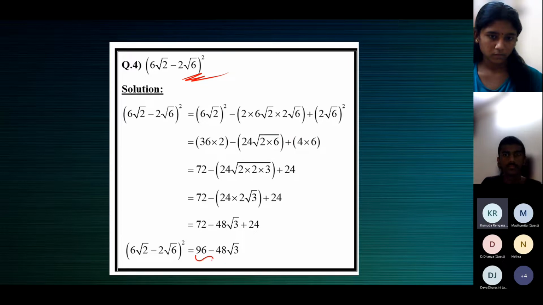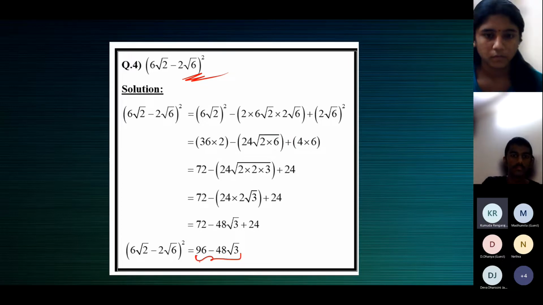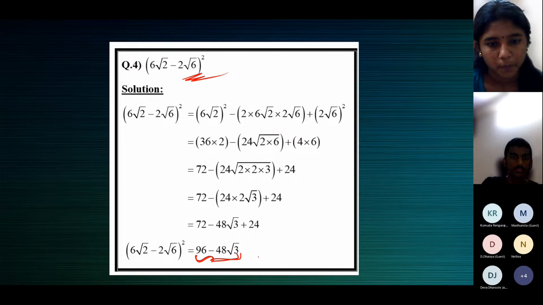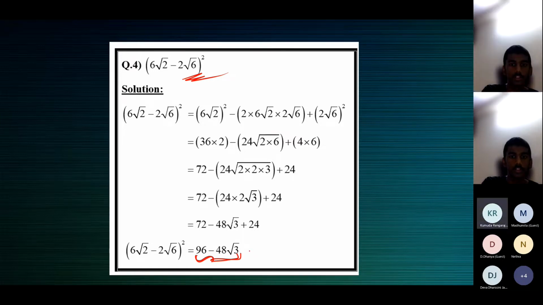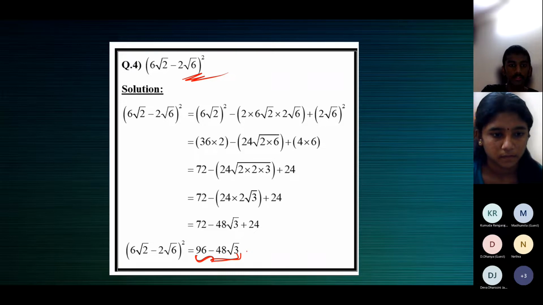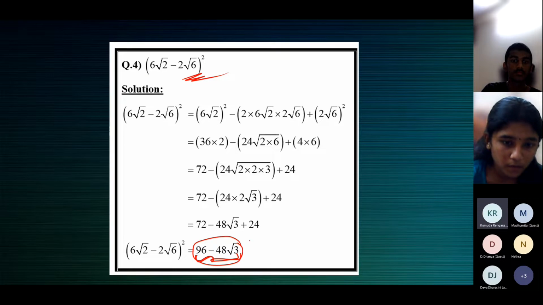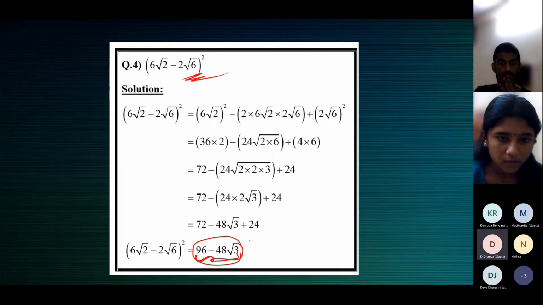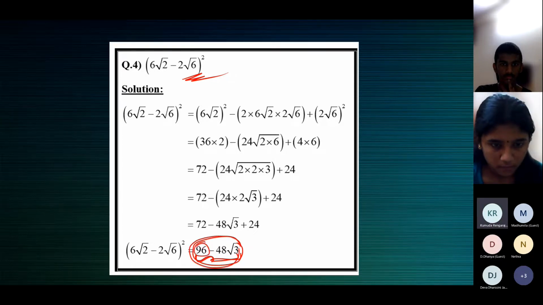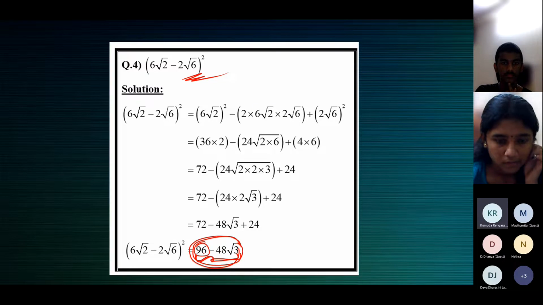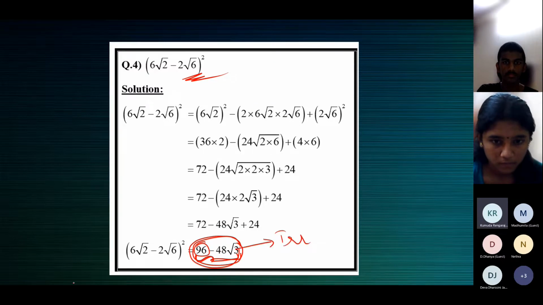Now tell me, is the answer rational or irrational? It's two terms, a rational number and an irrational number. Is this entire expression rational or irrational? Irrational, ma'am. Yes, 96 is rational, but the entire expression is irrational.